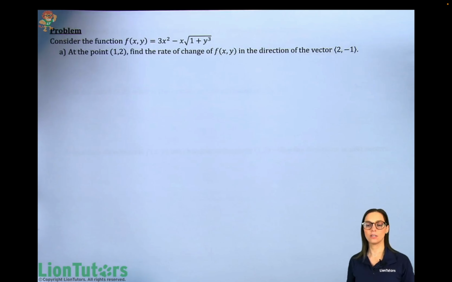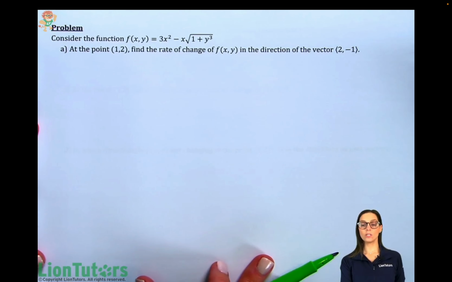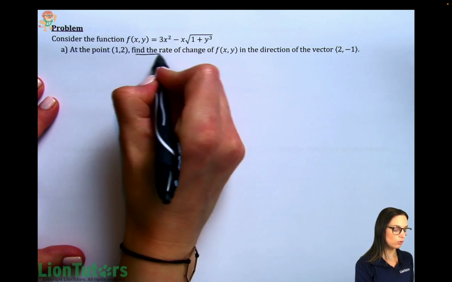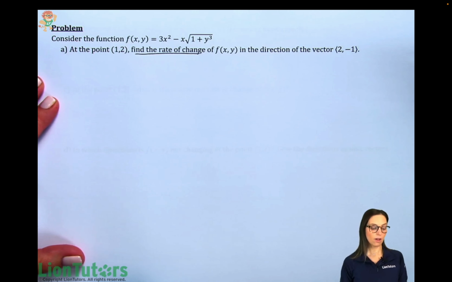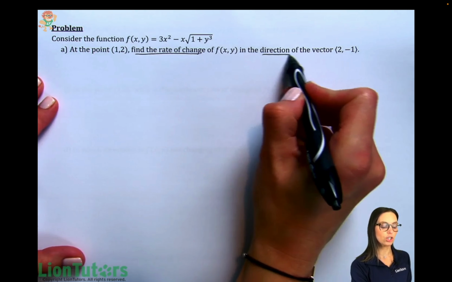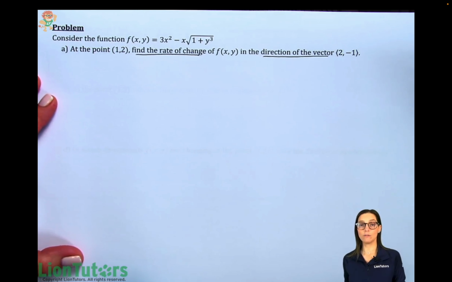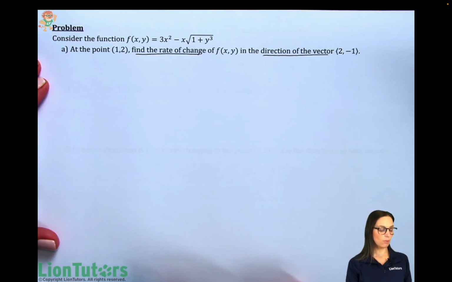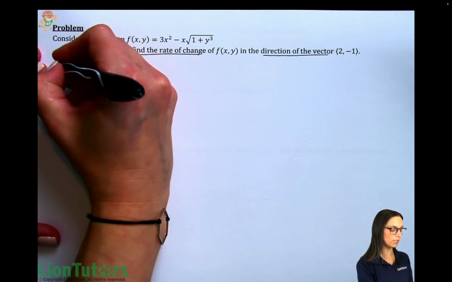Let's do some examples. All right, so this one here says, consider this function. Part A says, at the point (1, 2), find the rate of change of f(x, y) in the direction of this vector right here. All right, so these should be keywords that immediately clue you in that we're dealing with a directional derivative. Find the rate of change of this function in the direction of a certain vector. Rate of change in a direction of a vector is a directional derivative. So I'm going to go through my 3-step process here. My first step is I want to find the gradient.